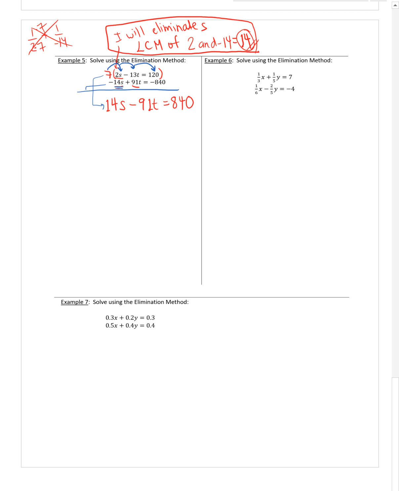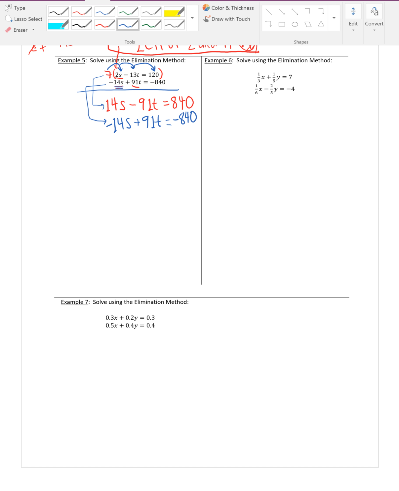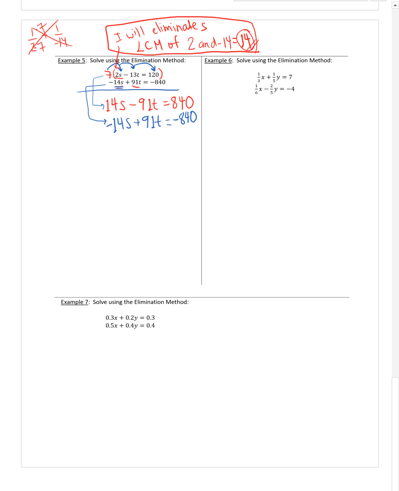So that was the top one. And then the bottom one, we already said it's perfect as is. There's no need to multiply it by anything. I'm just going to rewrite it. Negative 14s, this is interesting, plus 91t, okay, equals negative 840. You notice these numbers are all the same. I know something funny's going on here. But whatever. I'll just pretend like nothing's going on.